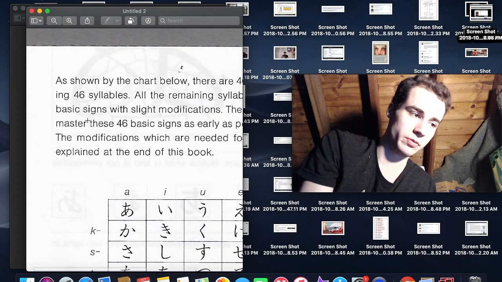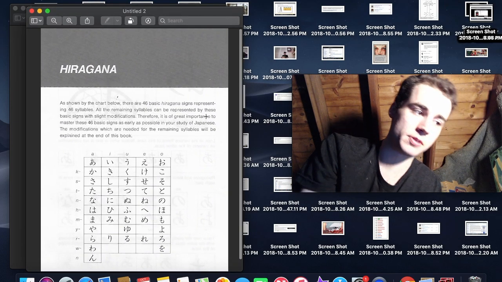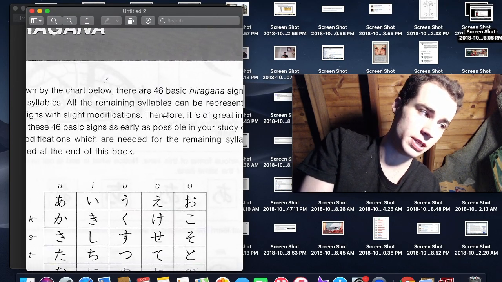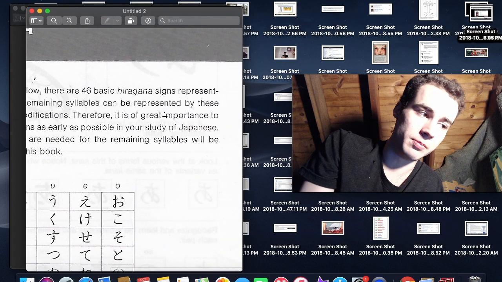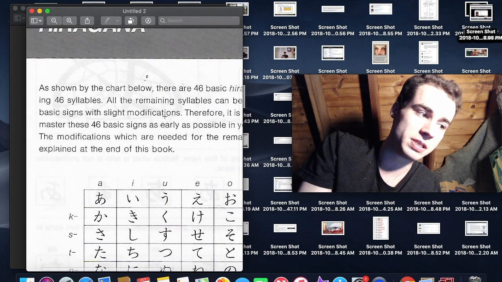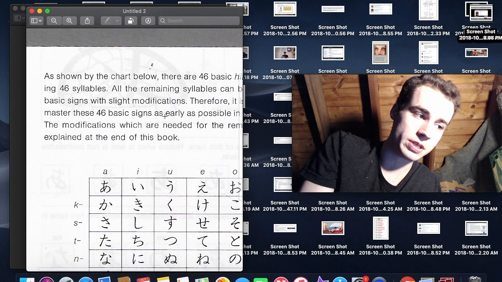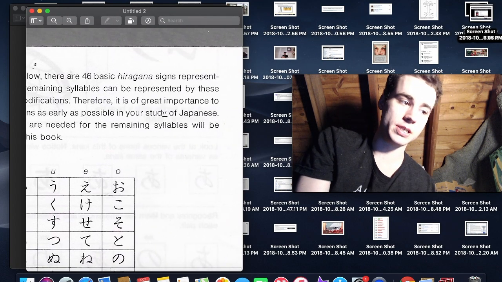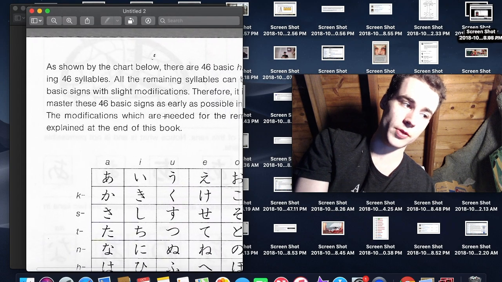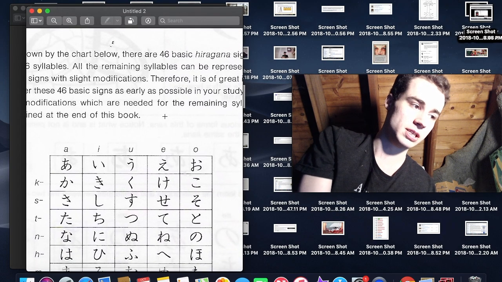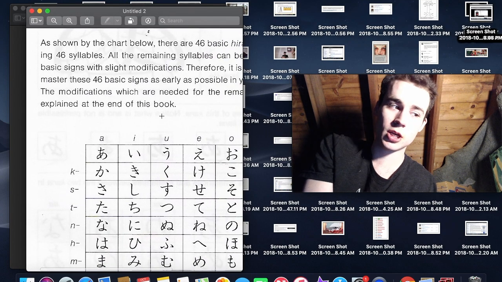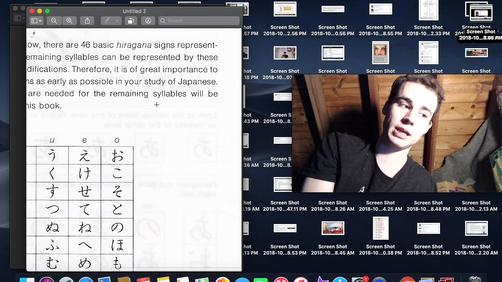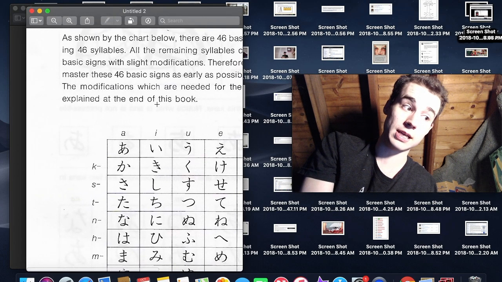Hiragana. As shown by the chart below, there are 46 basic hiragana signs representing 46 syllables. All the remaining syllables can be represented by these basic signs with slight modifications. Therefore, it is of great importance to master these 46 basic signs as early as possible in your study of Japanese. The modifications which are needed for the remaining syllables will be explained at the end of this book.